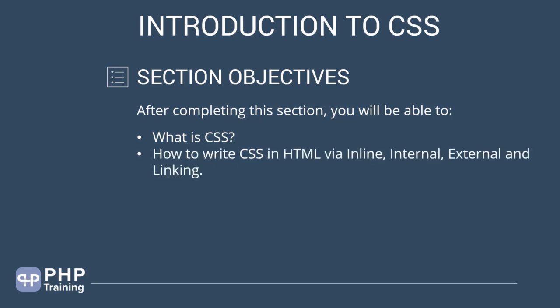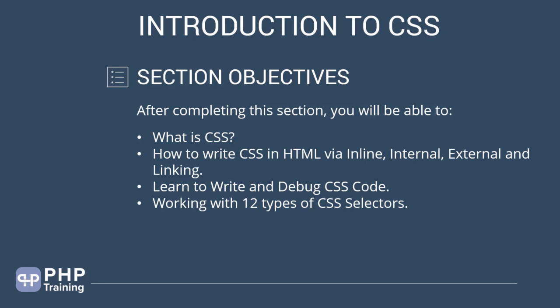Then you'll learn how to write CSS in HTML via inline, internal, external and linking. Then you'll learn how to write and debug CSS code. Then you'll also learn 12 different types of CSS selectors and how to write them in different formats. Then you learn about pseudo classes and elements.